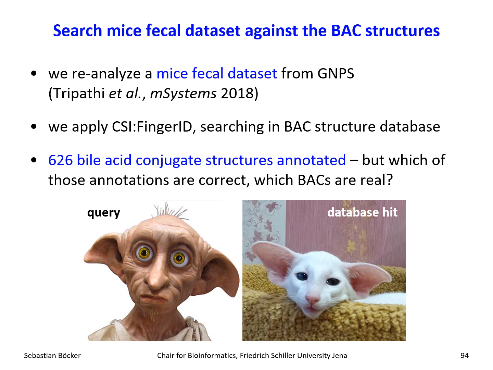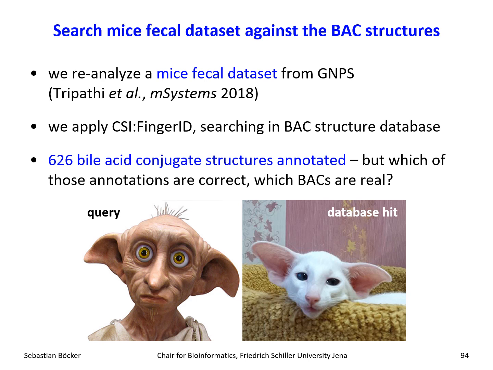And as it happens, we already have such a method, and that is called CSI FingerID. Because with CSI FingerID, we can now take an arbitrary data set. We reused a mice fecal data set, which is publicly available in GNPS from Tipatia et al. from 2018. We applied CSI FingerID and searched this time in the bug structure database as our structure database instead of the biomolecular structures. And with that, we indeed came up with 626 bile acid conjugates which were annotated.